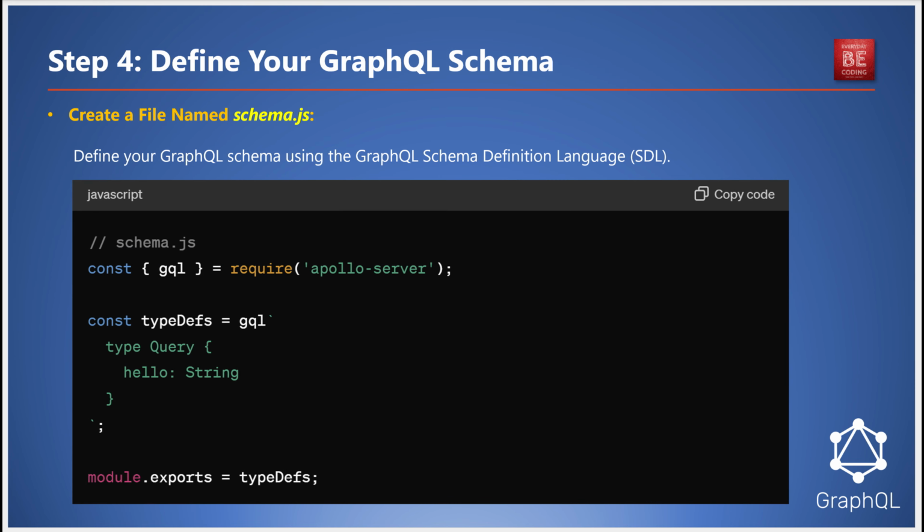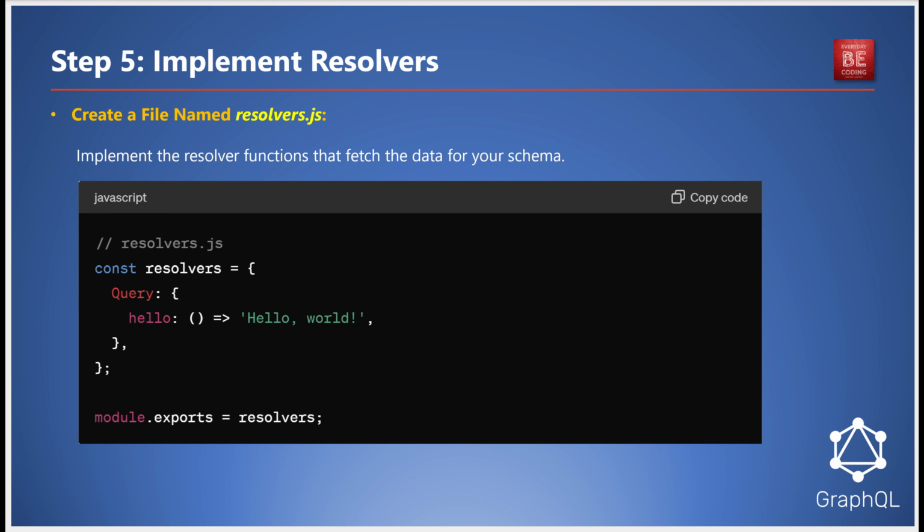On to defining your GraphQL schema, create a file named schema.js. Utilize the GraphQL schema definition language to define your types. Here's a snippet. This schema includes a simple query type with a single field, which returns a string. Now, implement the resolvers in a file named resolvers.js. Resolvers are functions that resolve data for your schema's fields. Here's how you could define a resolver for the field.